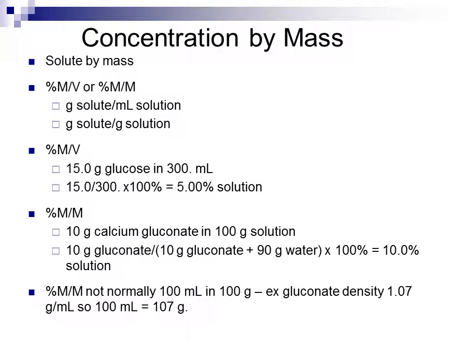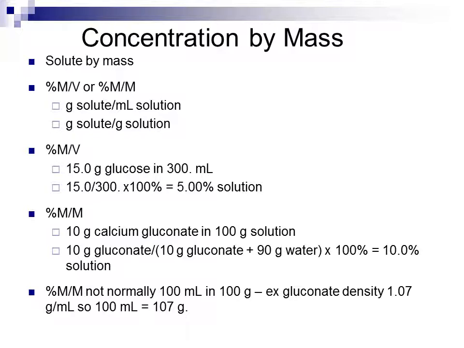Looking at percent mass mass, because of relative densities in various solutions, normally 100 milliliters of a solution is not 100 grams of that solution. For example, the density of the gluconate solution just mentioned is 1.07. So 1.07 grams per milliliter would give 107 grams in 100 milliliters, not 100 grams in 100 milliliters.